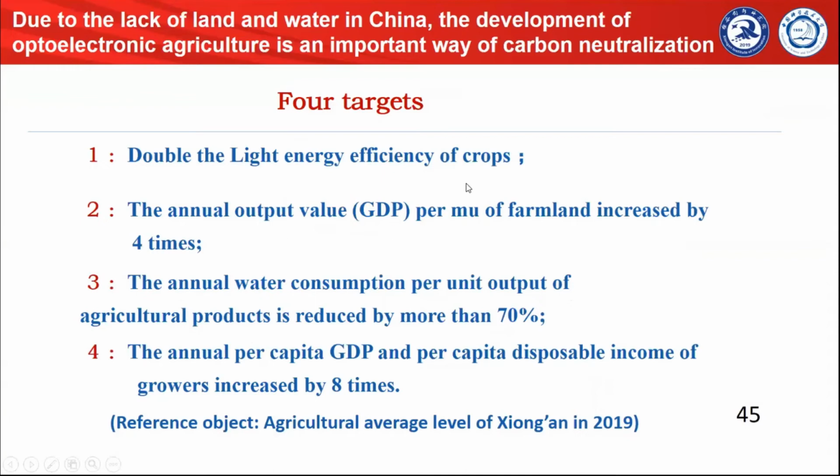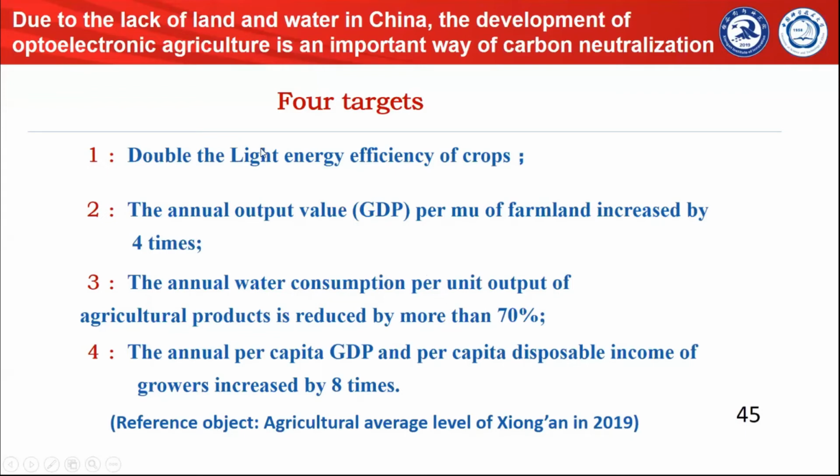With this model, using PV combined with LED plant factory, we think we can meet 4 targets. Number 1 is to double the light efficiency for the plant, and we can make the GDP per mu increase double and double. Also, water consumption is reduced a lot. Also, per person GDP can increase almost 10 times.